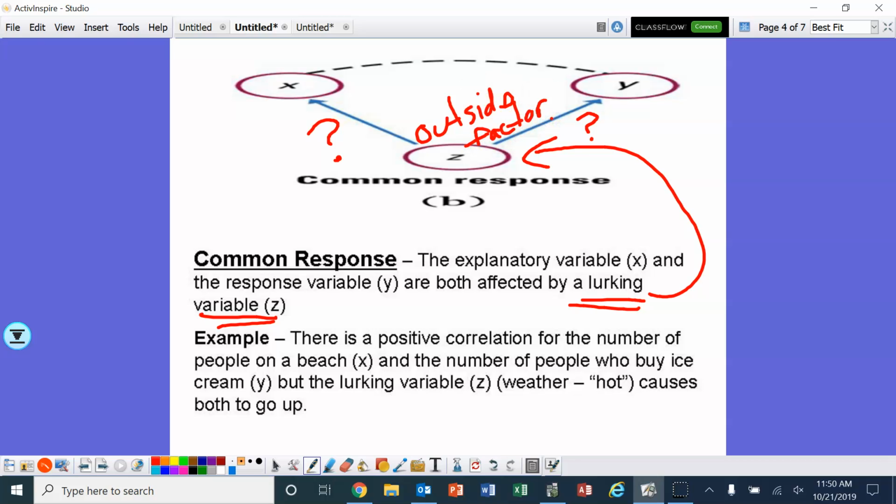Okay, for example, there is a positive correlation for the number of people on the beach and the number of people who buy ice cream. But the lurking variable, which is the weather, causes both to go up. Just because people are on the beach does not mean they're going to buy ice cream. All right, there looks like there's a positive association there, but it's the weather. As the weather gets warmer, there's more people on the beach and there's more people buying ice cream. All right, so that's common response.